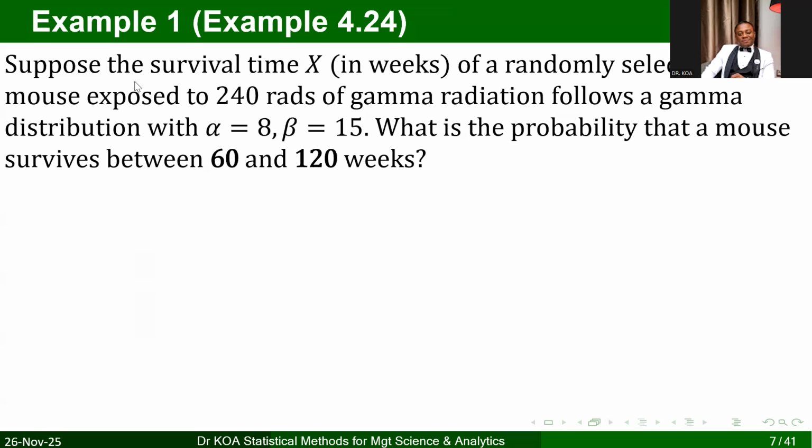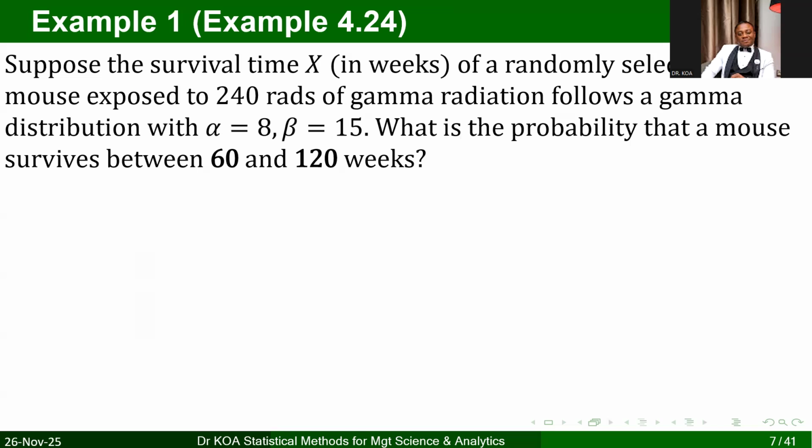Suppose the survival time, and the survival time here is a random variable. Suppose the survival time, X, which is in weeks, of a randomly selected male mouse. Okay, we normally use this male mouse in clinical experiment. Suppose the survival time, X, of a randomly selected male mouse. The mouse has been exposed to 240 rads of gamma radiation. So clearly it tells you that this is a gamma distributed situation. And that exposure follows a gamma distribution with an alpha of 8 and a beta of 15.